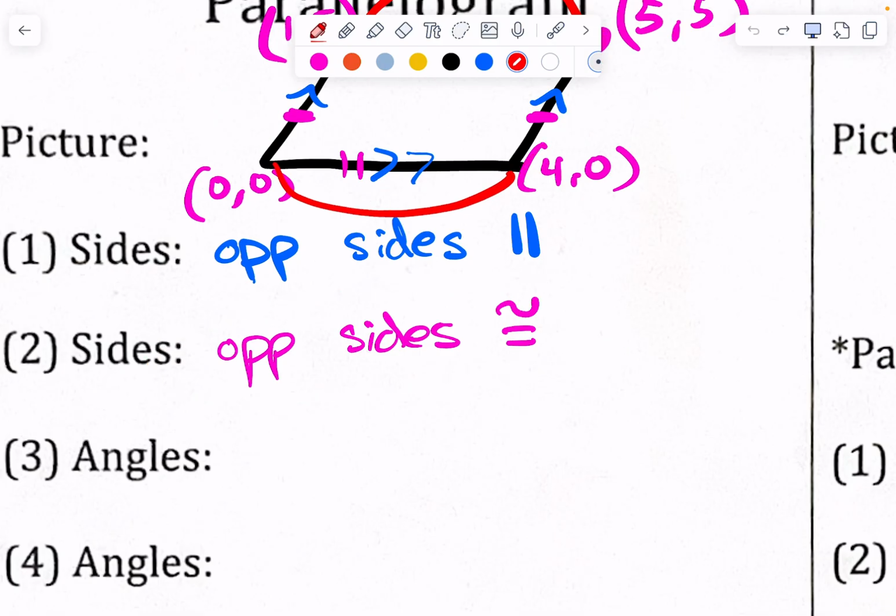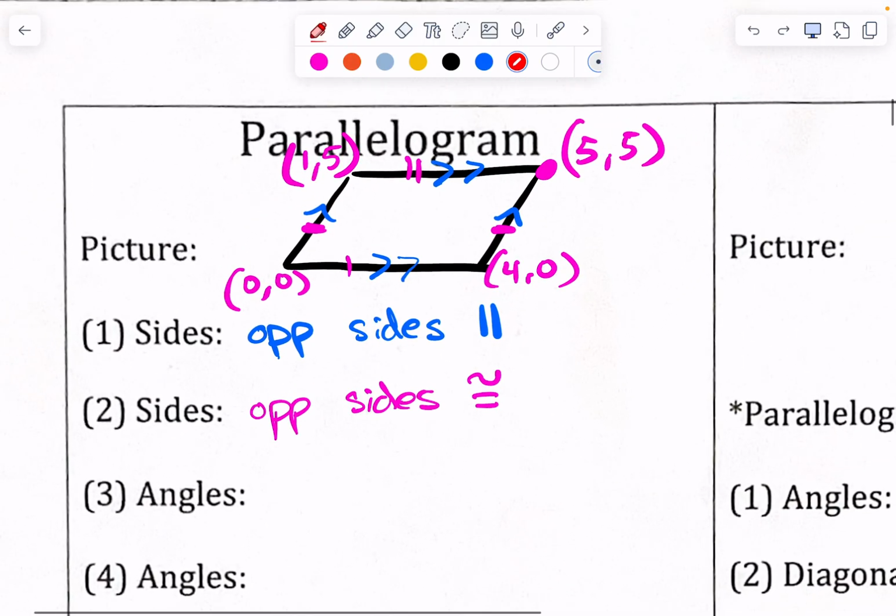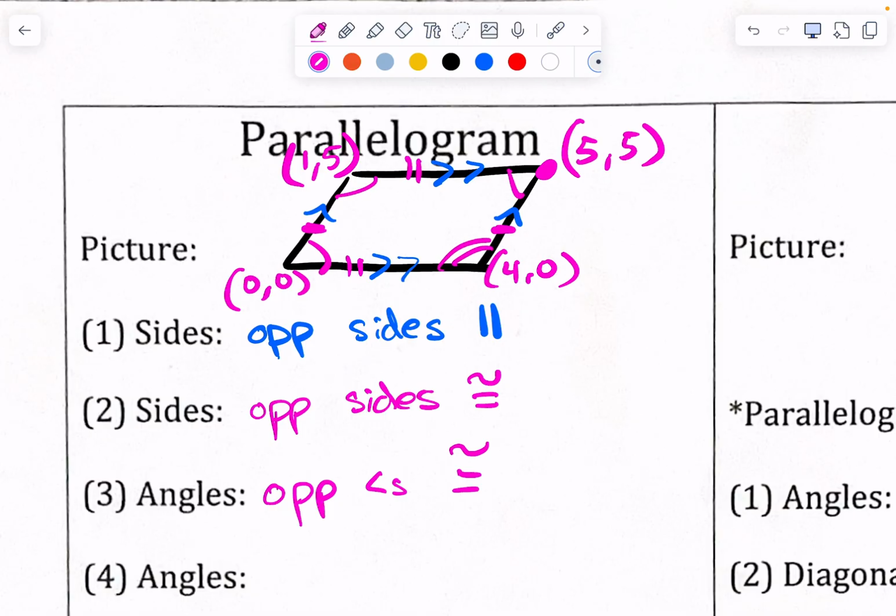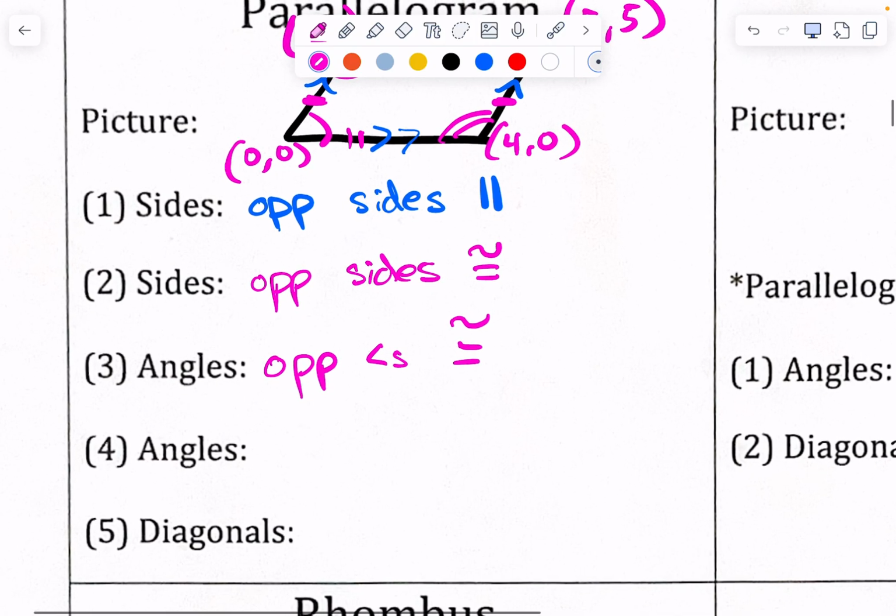All right, moving on. Let's talk about angles now, okay? In order for this to be a parallelogram, what has to be true about the angles? Opposite angles are congruent, which means this guy is the same as that one, and this guy is the same as this one, right? Yes? Oh, we did. Yeah, okay, we'll skip that.